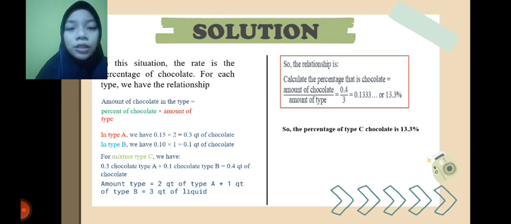Amount of type equals 2 quarts of type A plus 1 quart of type B equals 3 quarts of liquid. So the relationship to calculate the percentage that is chocolate is the amount of chocolate over the amount of type. So 0.4 over 3 equals 0.1333, or the percentage is 13.3%. So the percentage of chocolate in type C is 13.3%.